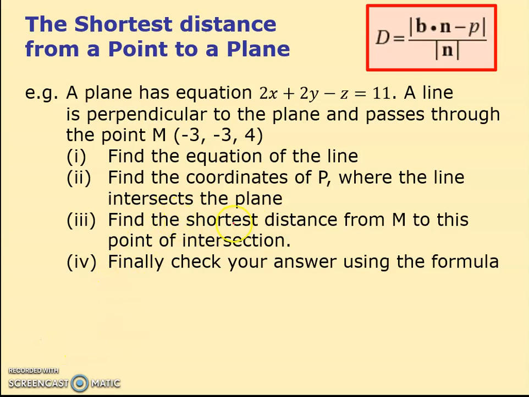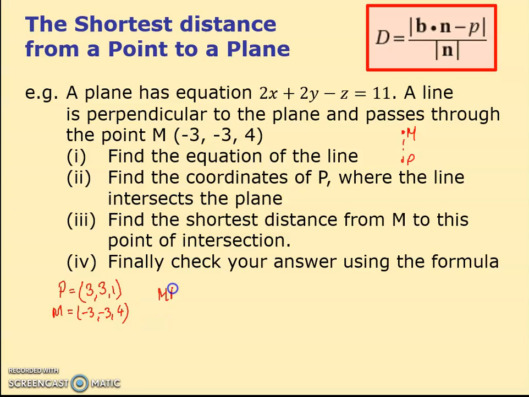Now, find the shortest distance from M to this point of intersection. Well, what did we say it was? We said it was (3, 3, 1), which we just found. So that point is (3, 3, 1). Remember my picture: it was above the plane, and we had a point M, a point P, and this line in between. Now that just looks like Pythagoras' theorem to me. I can just do M is (-3, 4).